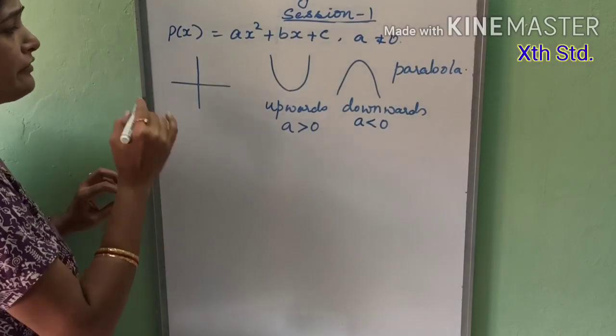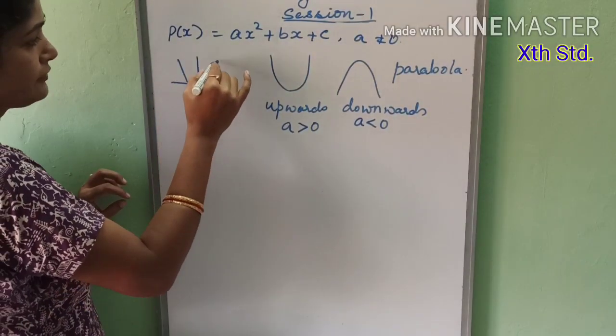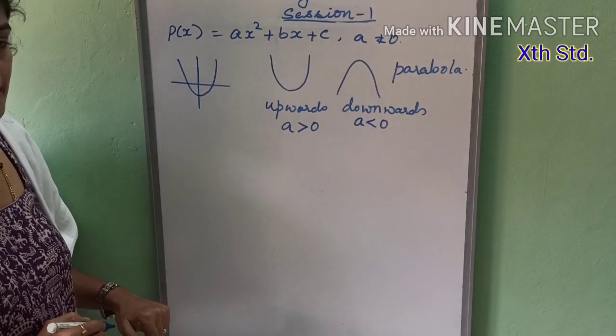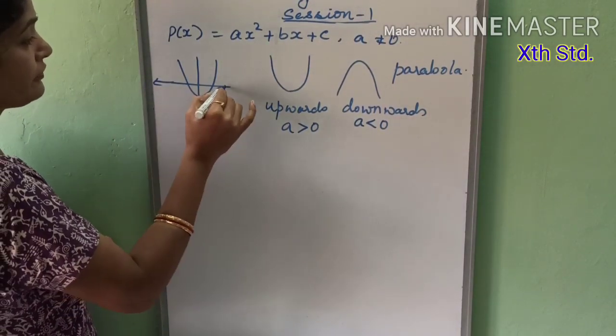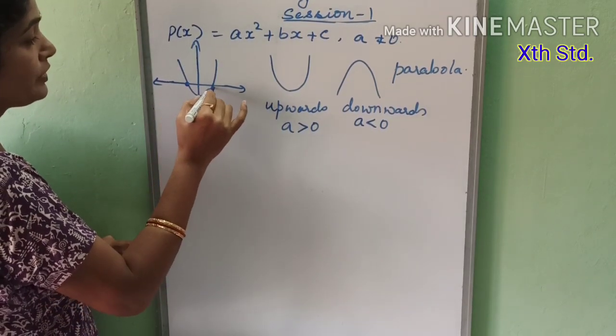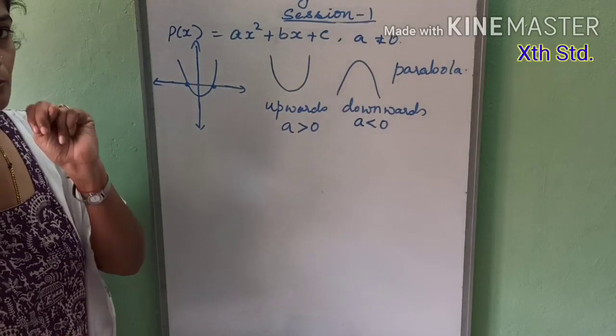Suppose for a given quadratic polynomial the graph is like this. Now if you carefully observe it, it is intersecting the x-axis at how many points? At 2 points.